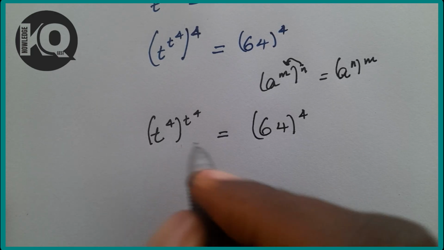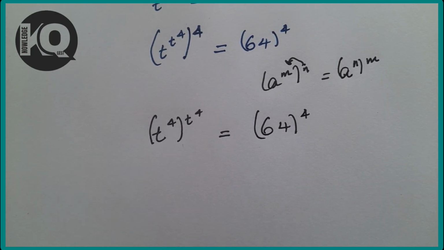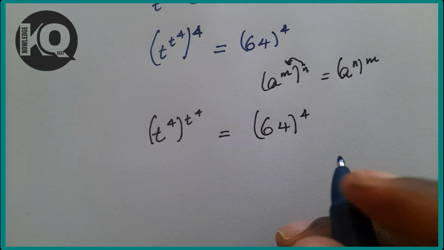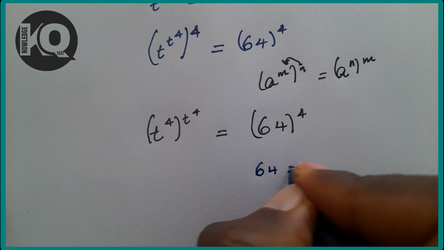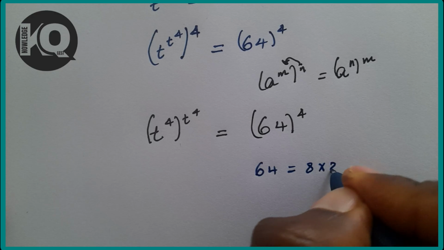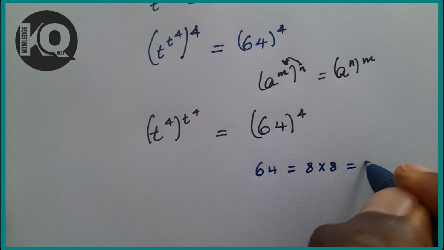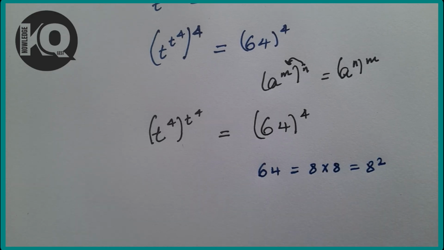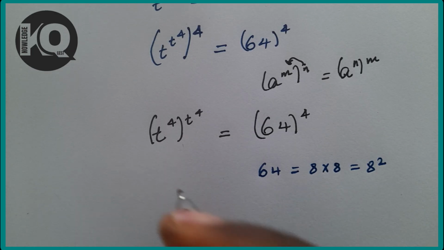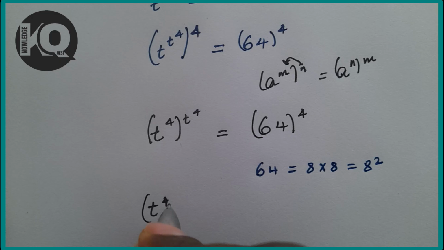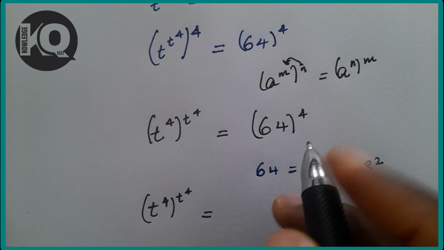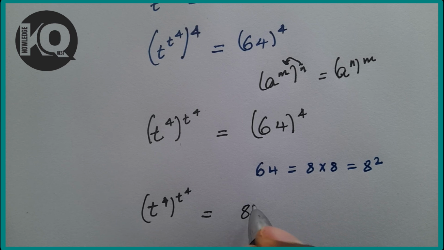So from here we can rewrite 64 as 8 times 8, which is equal to 8 square. So t power of 4 power of t power of 4 is equal to 8 square power of 4.